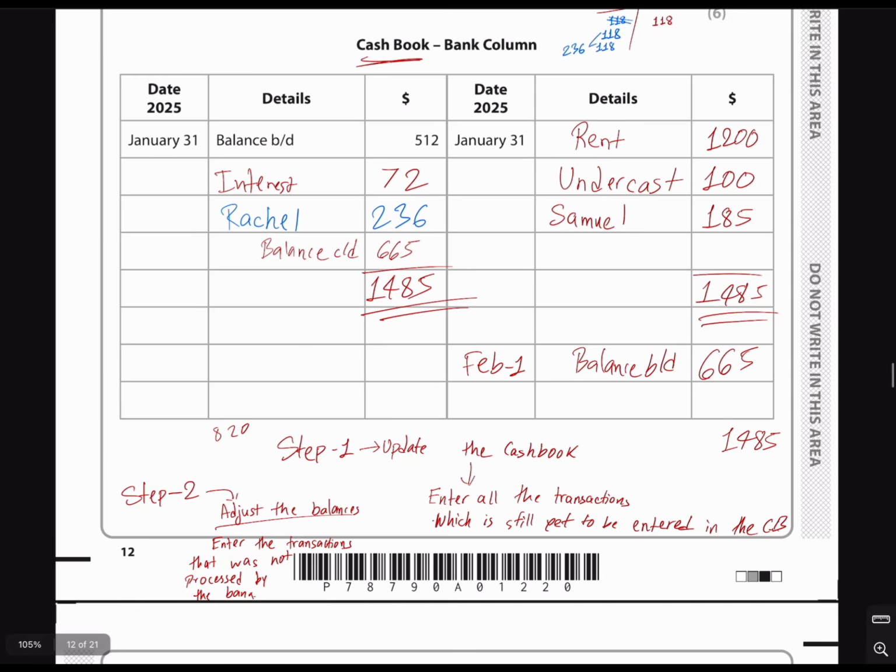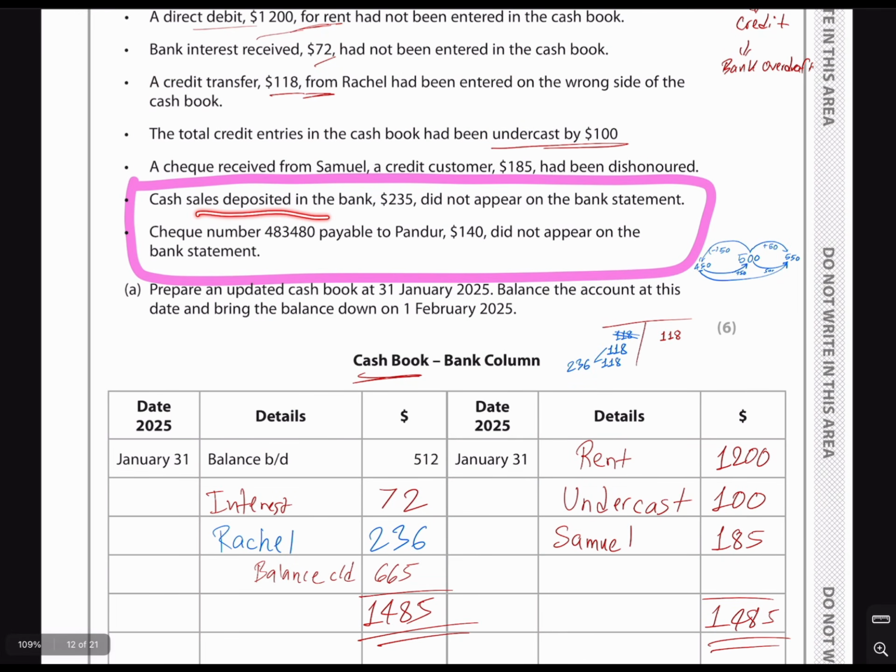Now let's come to the last part. Cash sales deposited in the bank, 235, did not appear on the bank statement.